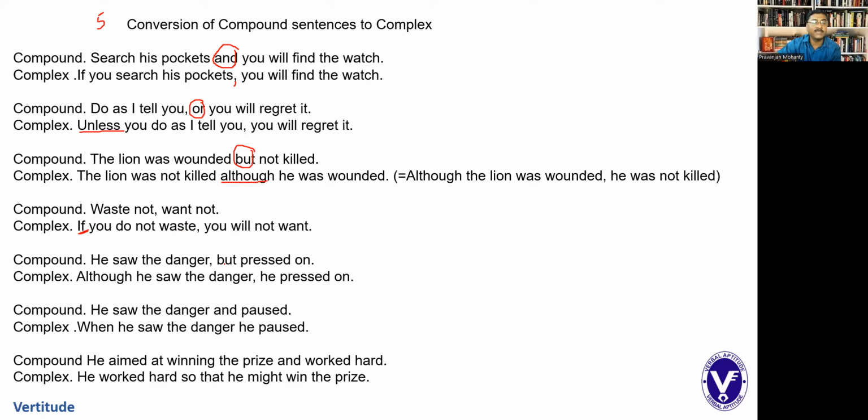He saw the danger, but pressed on. Although he saw the danger, he pressed on. He saw the danger and paused. When he saw the danger, he paused. He aimed at winning the prize and worked hard. He worked hard so that he might win the prize.